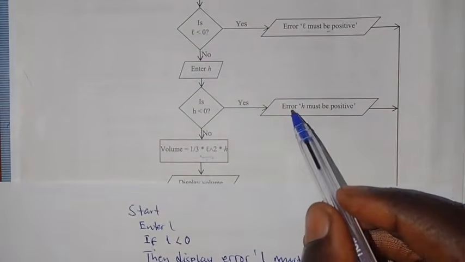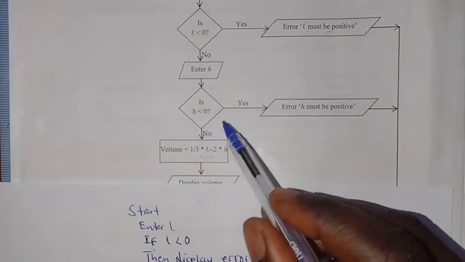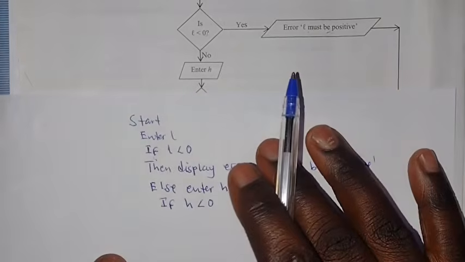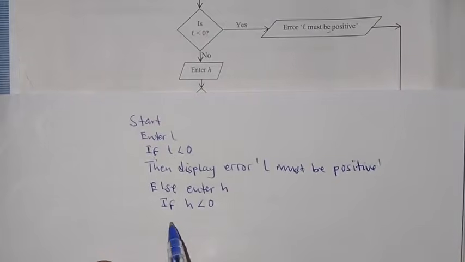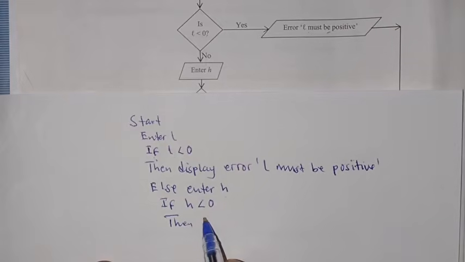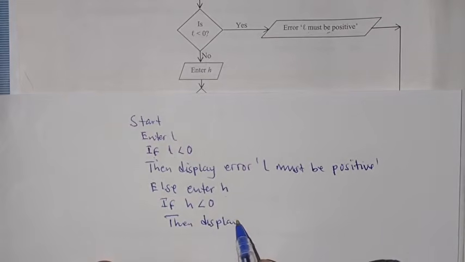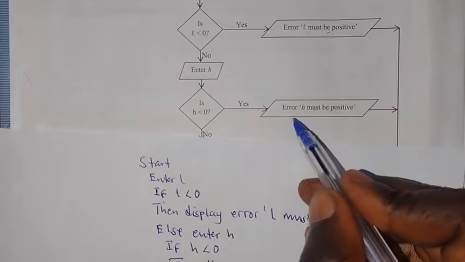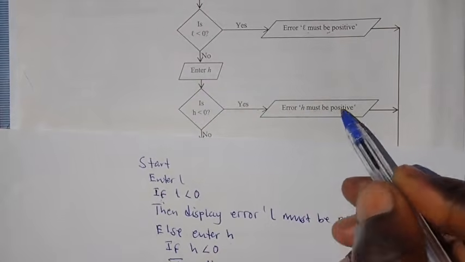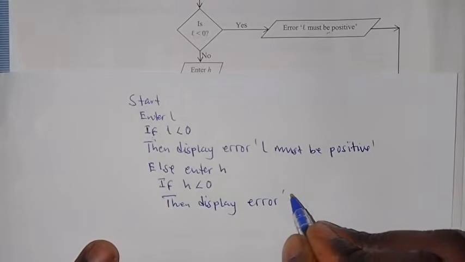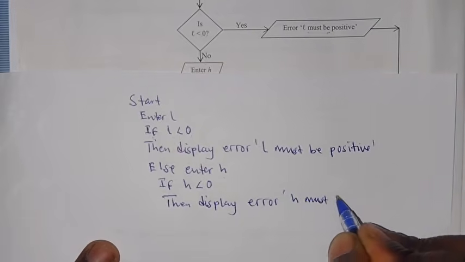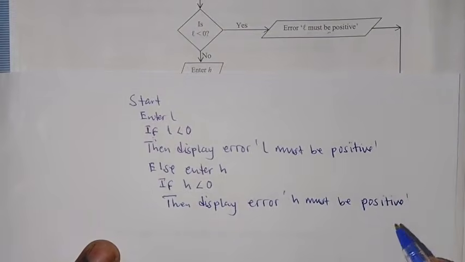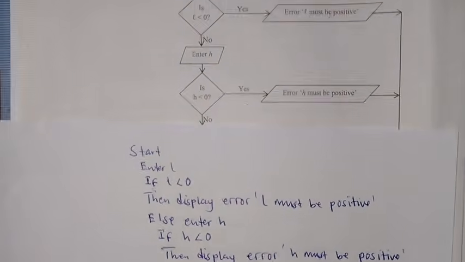So let's look at the decision now. Here there is yes, error, H must be positive, then there is no. We are going to do the same and display the error message. So we just say then display error. We look at the statement, which is the error: H must be positive. That is what you are going to write here, and you close.